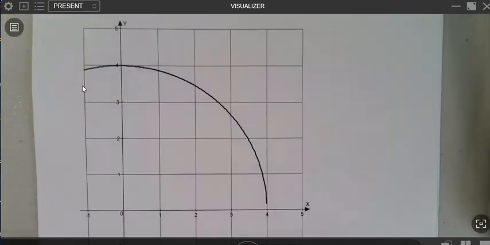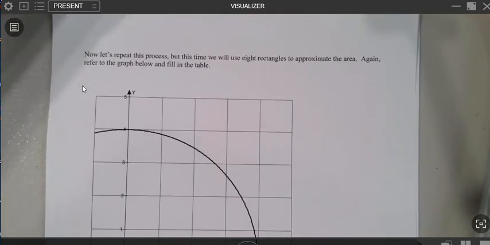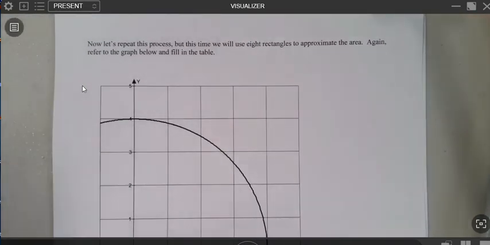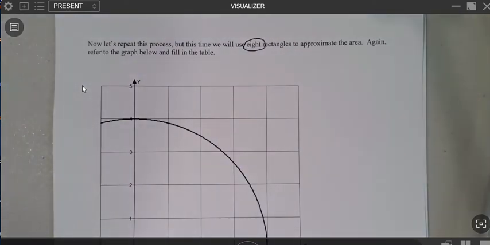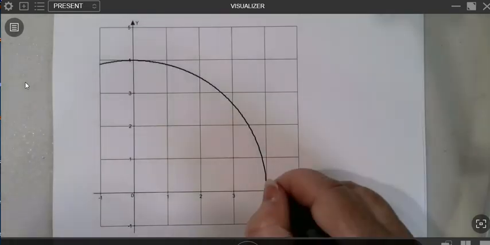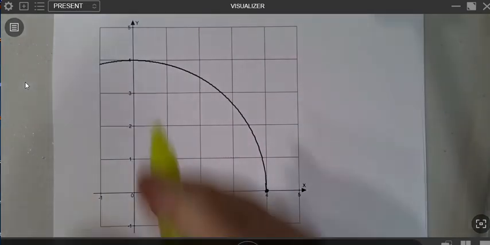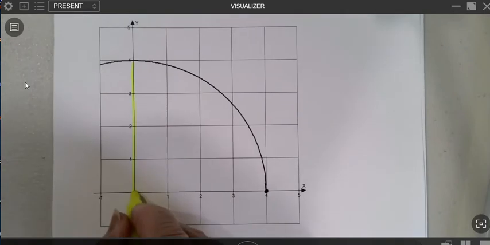But if we repeat this whole process, and this time we use 8 rectangles to approximate the area, we're going to experiment with that, but we're kind of expecting that it's going to give us something closer to the actual area of the quarter circle. So let's set this up. Again, I'm just going to kind of outline the quarter circle whose area I'm trying to find.